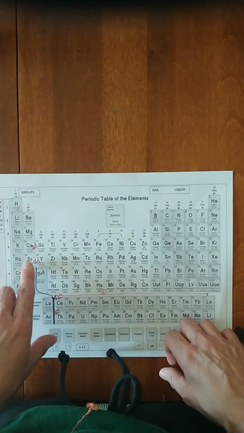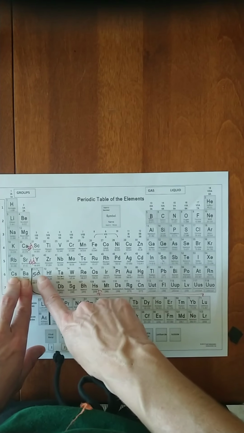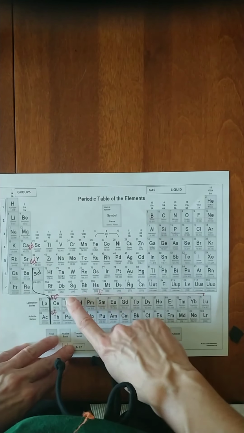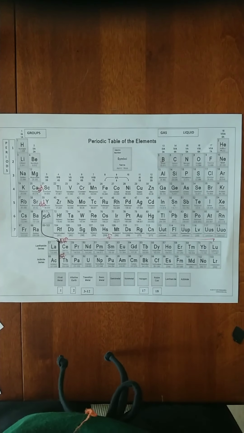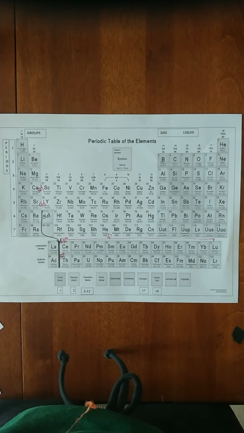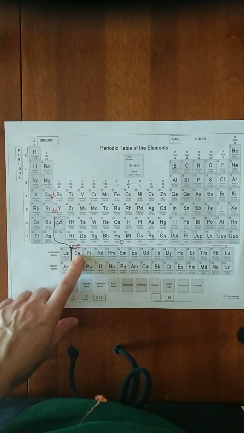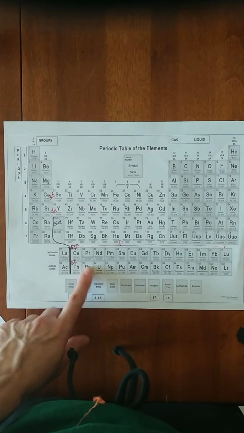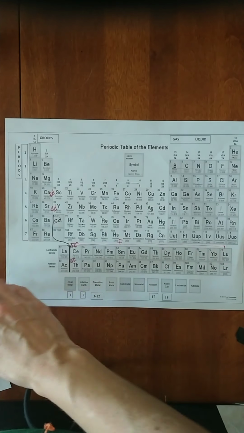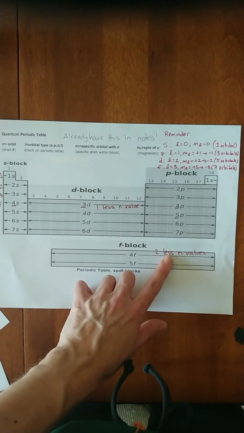Okay. When you get to the 5s, your next D is a 4D, a 6s is a 5D, and then your F's down here, your F's are 2 less the N value. So if you're on the 6th shell, your F is going to be a 4F. So D's are down by 1, F's are down by 2. Okay, so that's what I was saying here, that these are 1 less the N value, these are 2 less the N value.